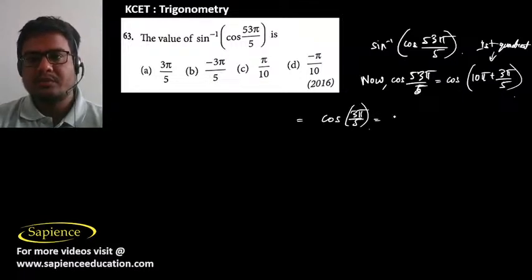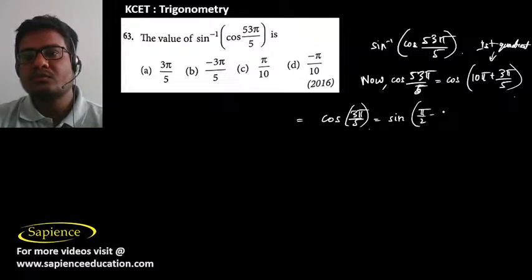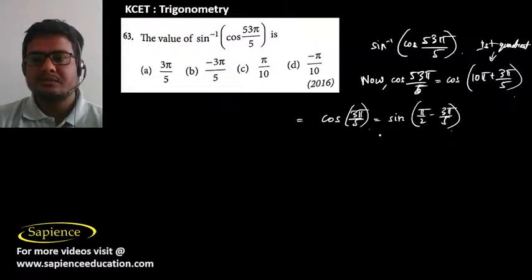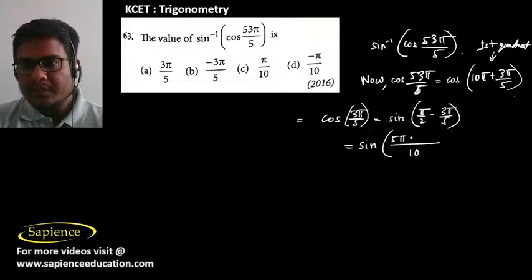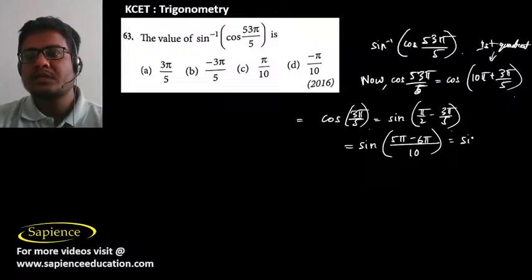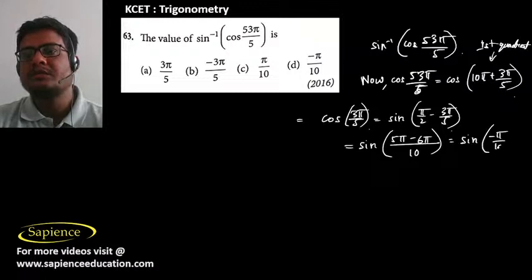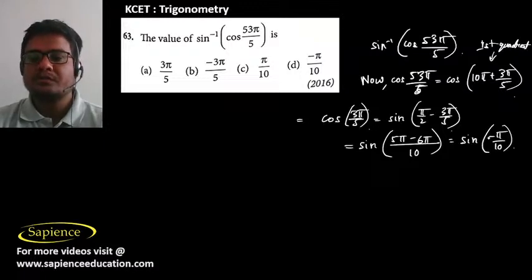Now cos 3 pi by 5 is the same as sine of pi by 2 minus 3 pi by 5, since sine of 90 minus theta is equal to cos theta. So that can be written as sine. The LCM is 10, and this is 5 pi minus 6 pi, so that is equal to sine of minus pi by 10.